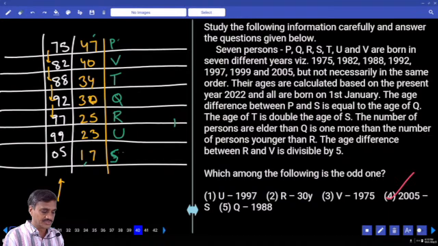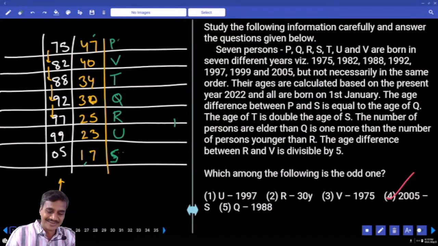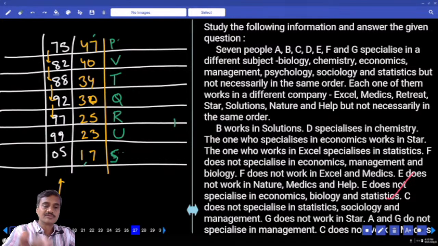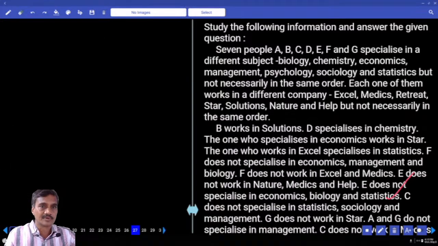Then check out how much time is left over in the examination. If there is more than 3 minutes, you can start the second priority questions. What is the second priority? Questions 27 to 30. Okay?